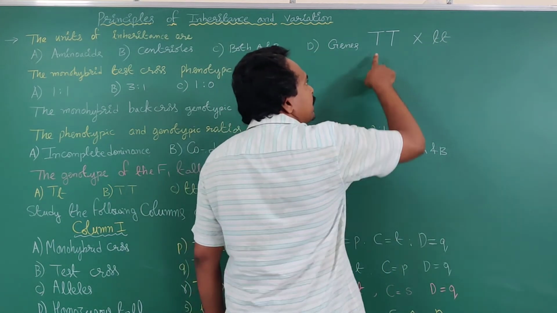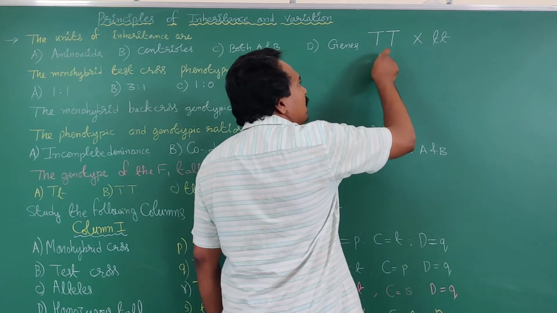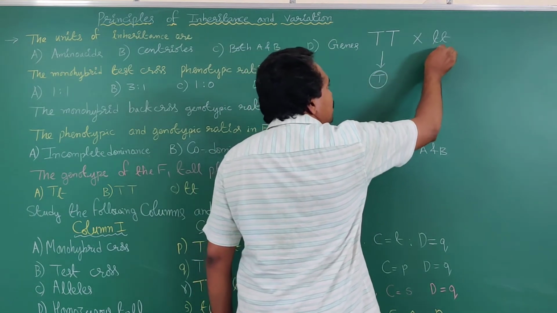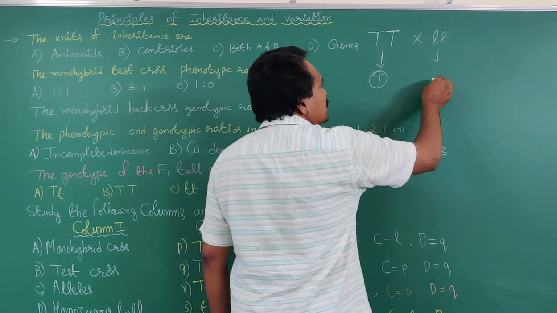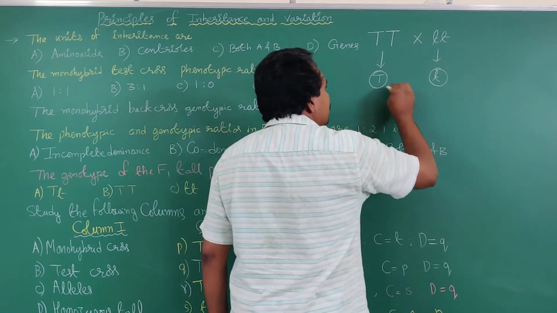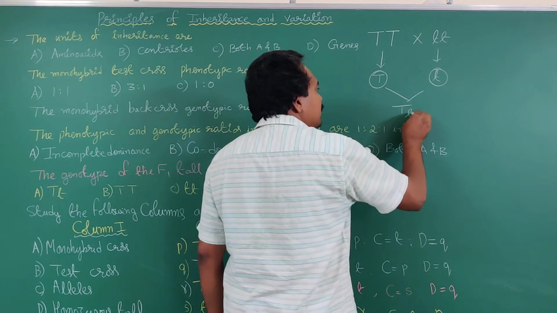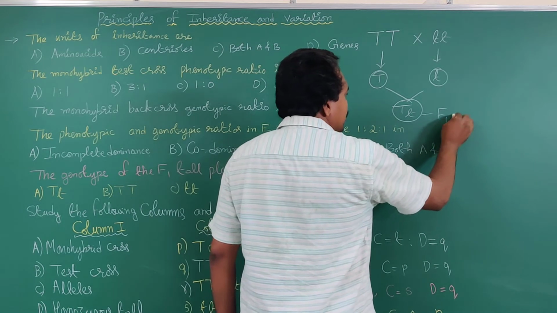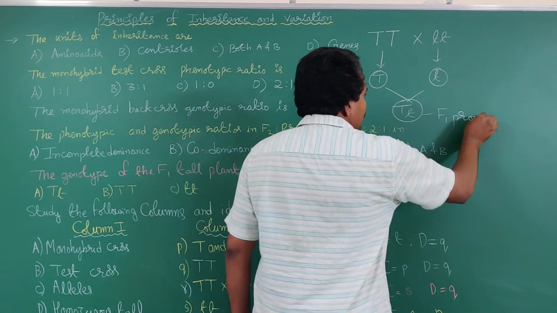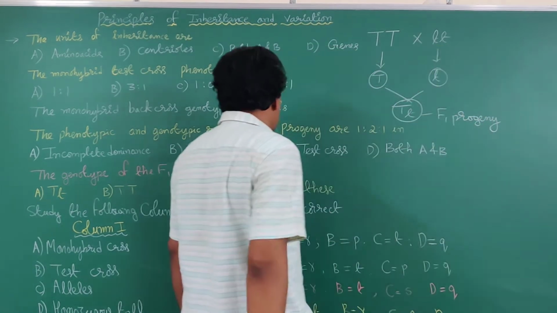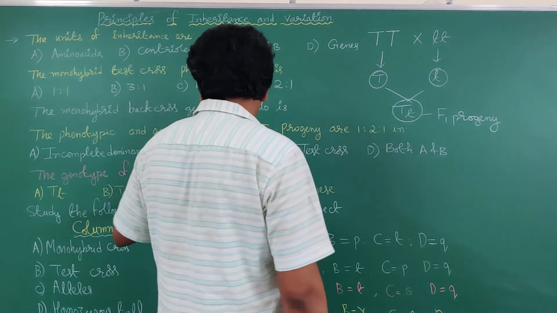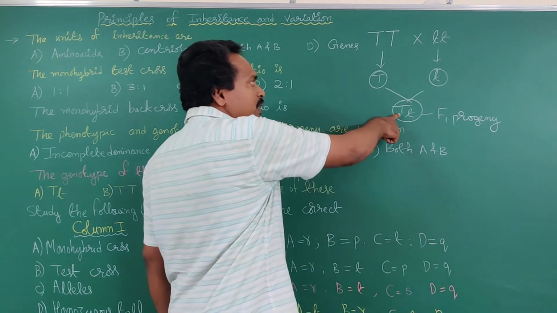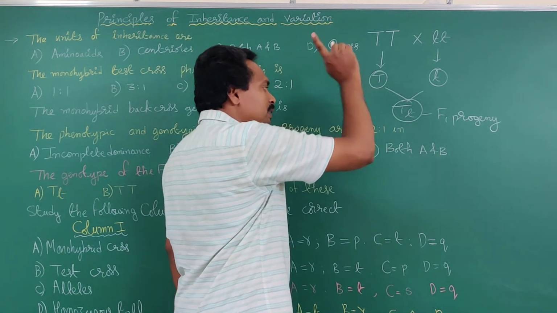The capital T capital T parental plant produces one type of gamete, that is capital T. The small t small t parental plant produces one kind of gamete, that is small t. Here capital T and small t gametes fuse to form the F1 progeny. The genotype of the F1 tall plants is capital T small t.